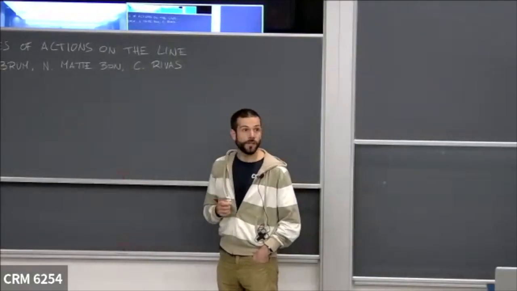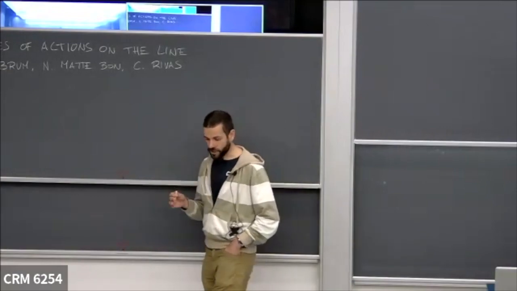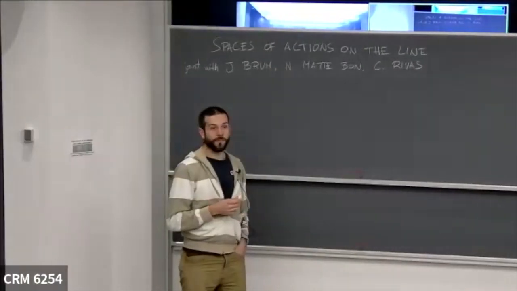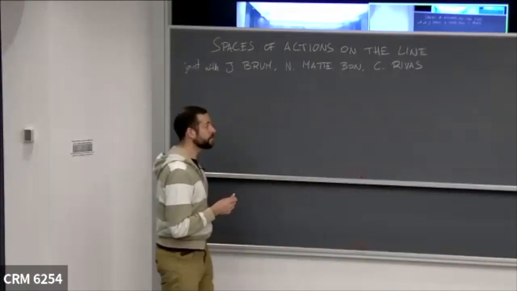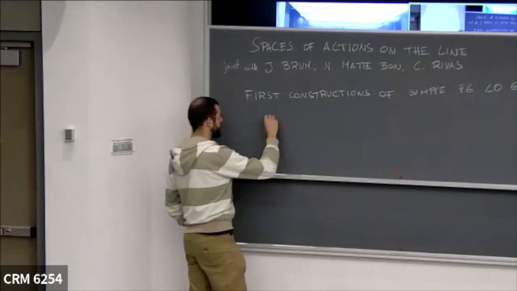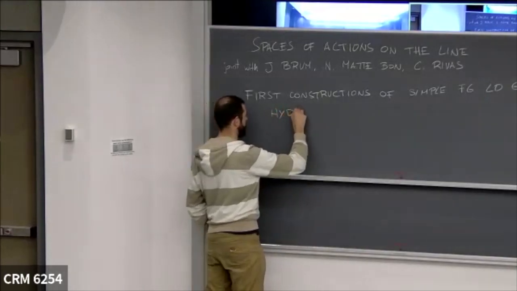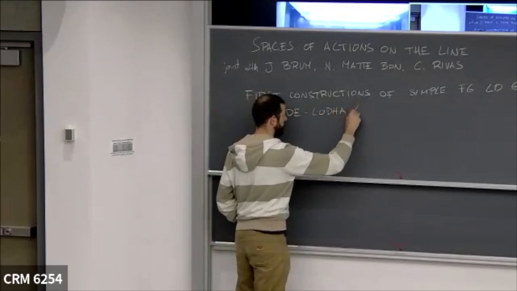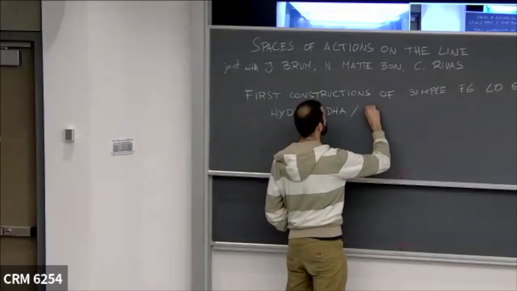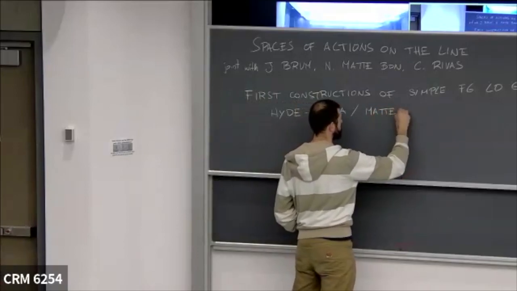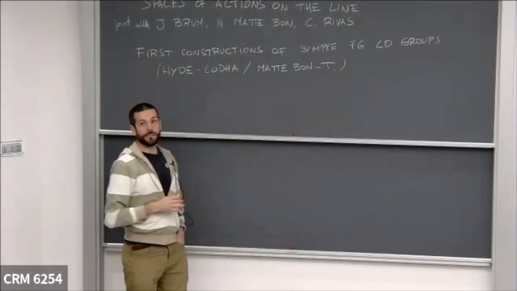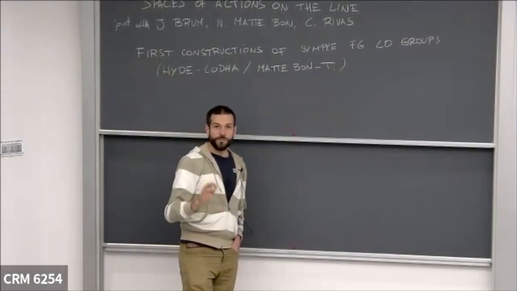spend some time explaining a construction from which all of this started. It is the first constructions of simple finitely generated orderable groups. So the first examples were given by James Hyde and Yash Loda. And there was a generalization of their construction made by Nicolas Macedon and myself.